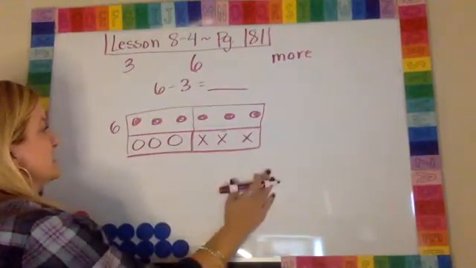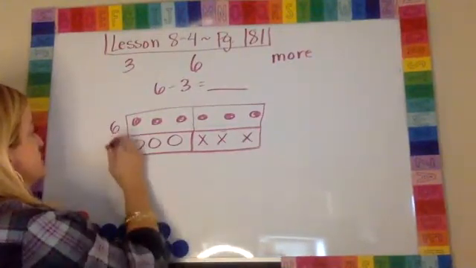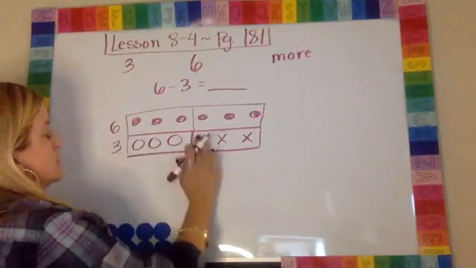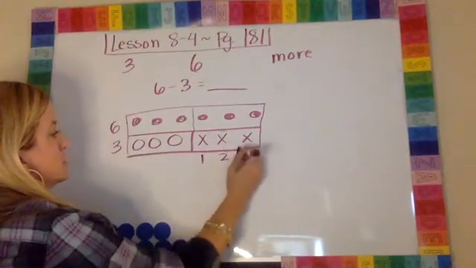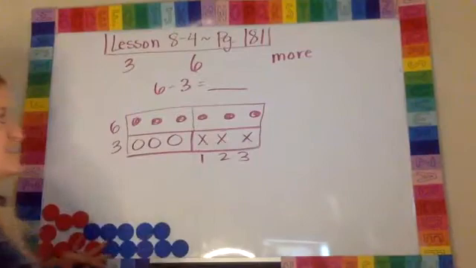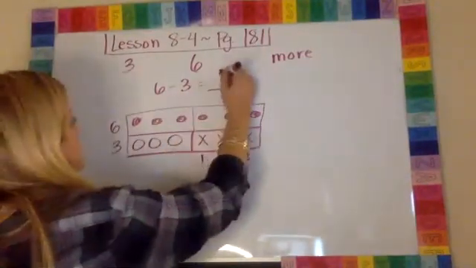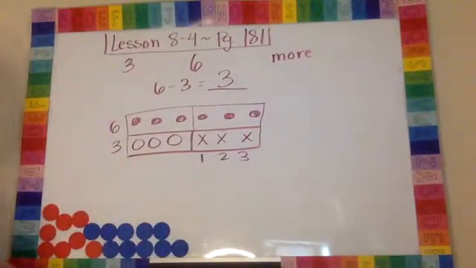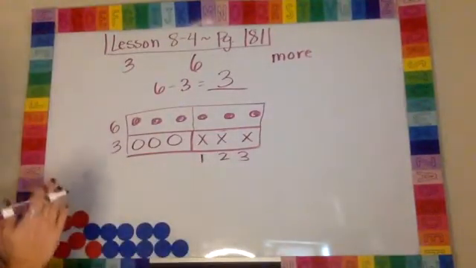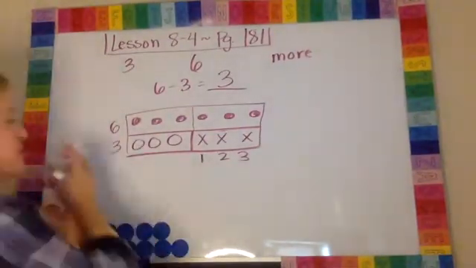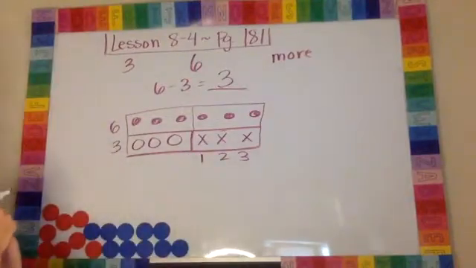These don't really exist though because I only have these 3, right? So here it would be 1, 2, 3 that I'm missing. That X is like missing it. So I know 6 minus 3 is 3. Again, a lot of you might already know this. We're working on strategy. How did we get there? This is how we got there. All right.